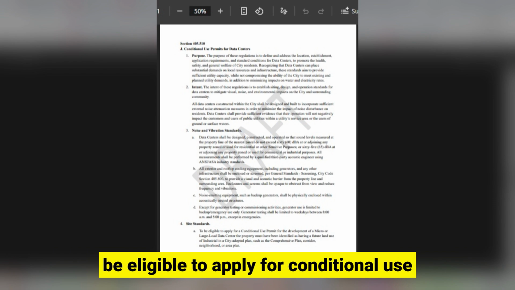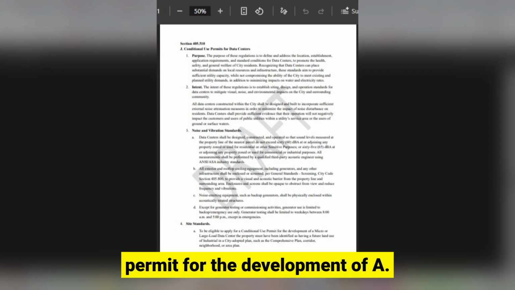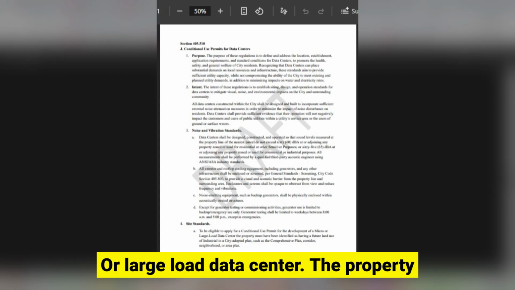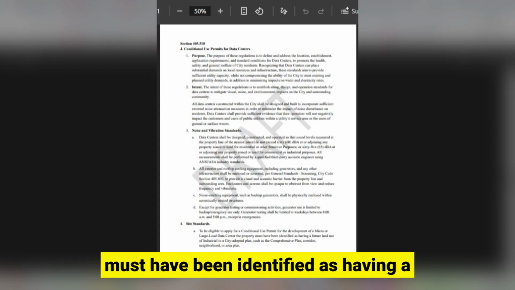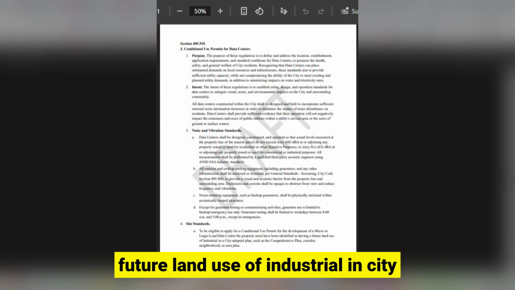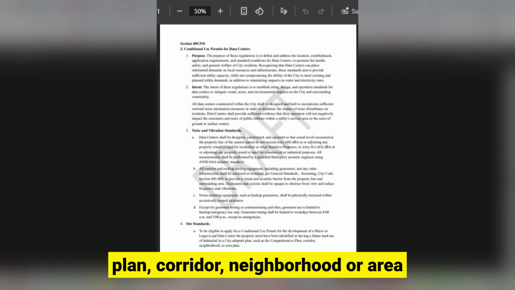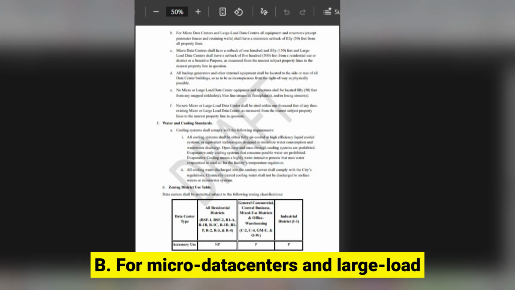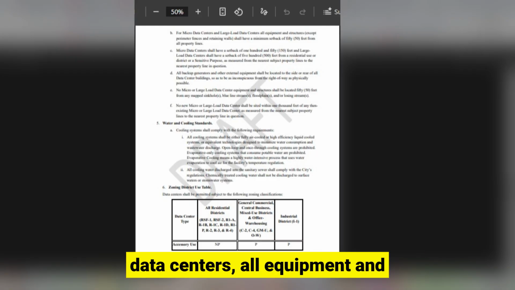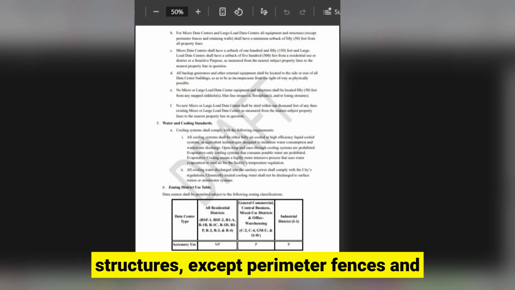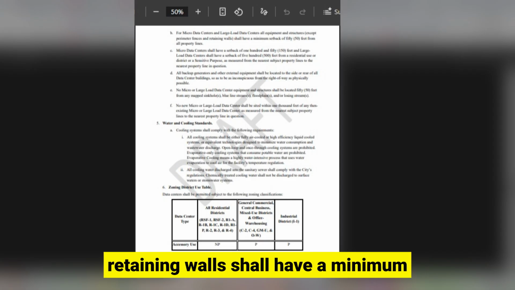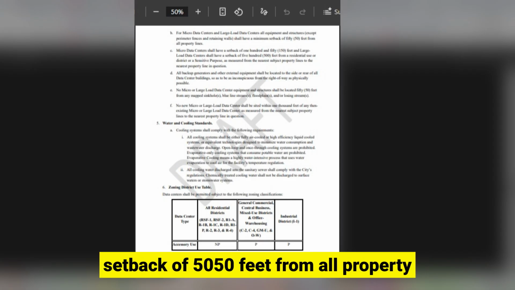4. Site standards. A. To be eligible to apply for a conditional use permit for the development of a micro or large load data center, the property must have been identified as having a future land use of industrial in a city-adopted plan, such as the comprehensive plan, corridor, neighborhood, or area plan. B. For micro data centers and large load data centers, all equipment and structures, except perimeter fences and retaining walls, shall have a minimum setback of 50 feet from all property lines.